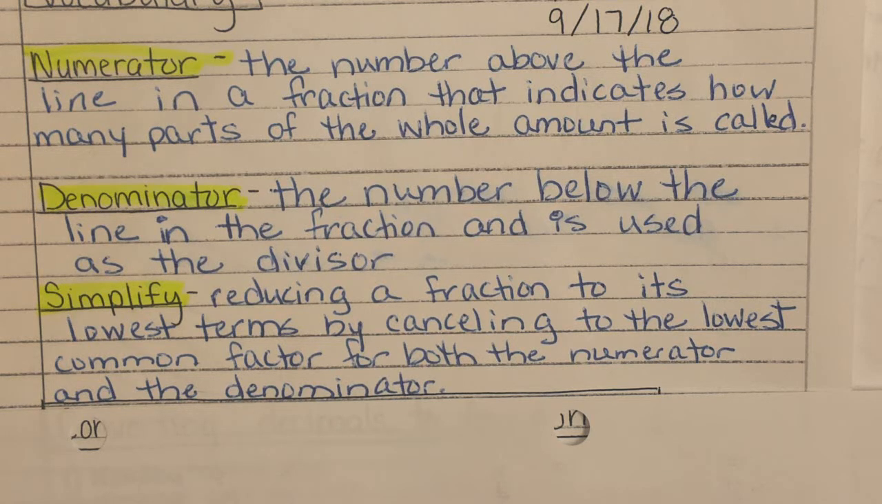So numerator. We all know it is the number on top of a fraction. Nice, short, and sweet. Well, this lovely definition says the number above the line in a fraction that indicates how many parts of the whole amount is called. Think of it as like if we say 1/2 and 1's on the top, we're using 1 out of 2, or like if you're eating half a pizza, then you're eating 1 out of 2. Numerator on top.